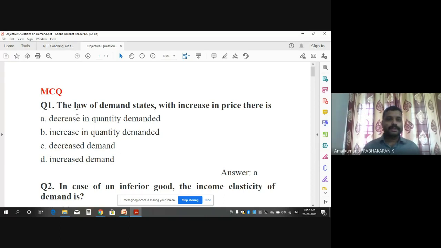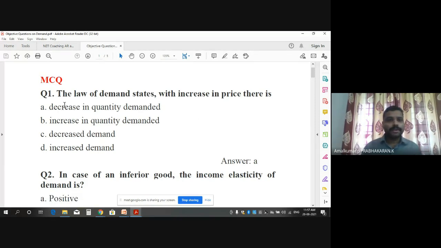The first one: the law of demand states that with an increase in price there is a decrease in the quantity demanded, or an increase in the quantity demanded, or a decrease in demand, or an increase in demand. The law of demand says that an increase in price decreases the quantity demanded. So the first one is our answer. This is our first question.